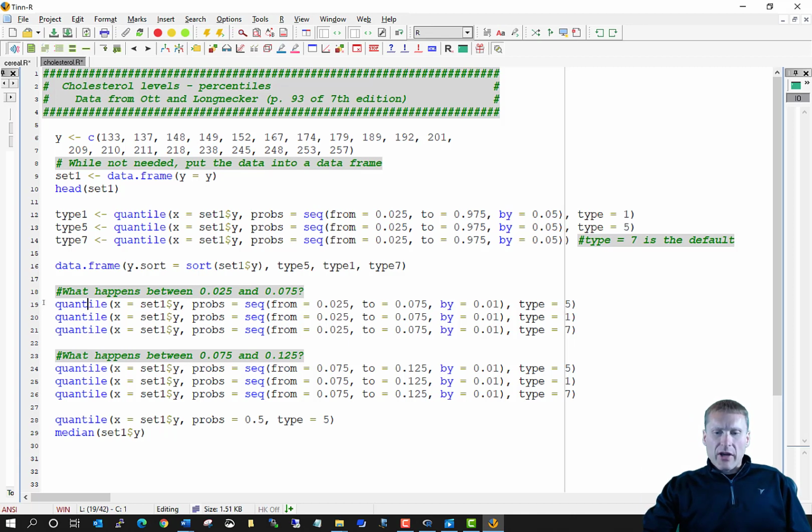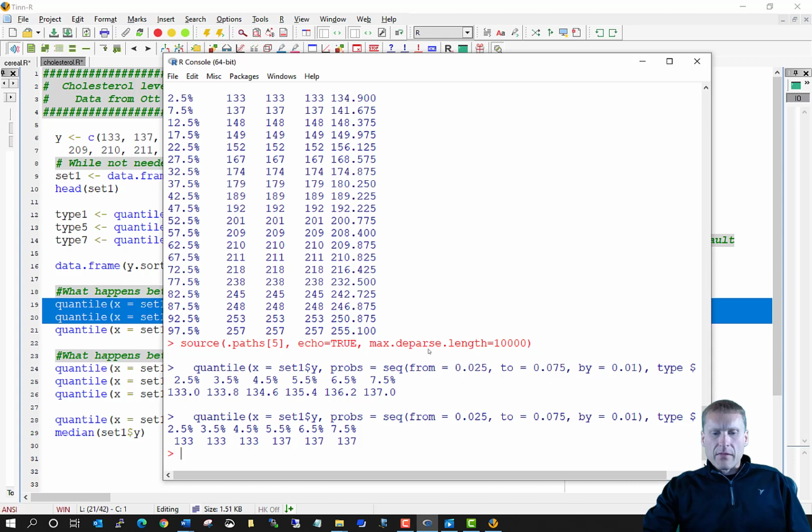So let's go ahead and do that with type equal 5 and type equal 1. Notice I'm doing a sequence of numbers from 0.025 to 0.075 by 0.01. We can see that indeed we do get some different values. Again, just use type equal 5. That will work for what we're going to do in this course. I mentioned these other percentiles and quantiles just to show you that there are other ways to do the calculations. They end up being, generally speaking, just about the same across all the different methods. It's really not worth our time to get into a discussion about why one method may be better than another in a particular situation. For what we're doing here, type equal 5 will work just fine.